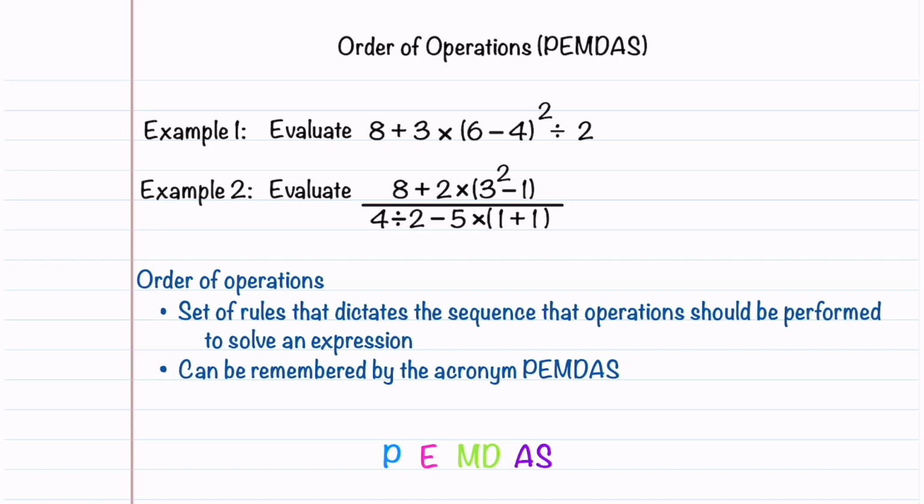The order of operations is a set of rules that dictates the sequence that operations should be performed to solve an expression. It can be remembered by the acronym PEMDAS, often pronounced as PEMDAS.